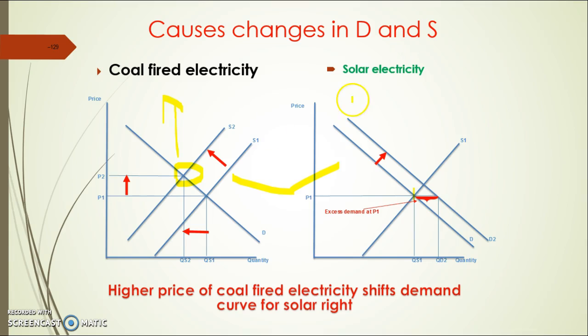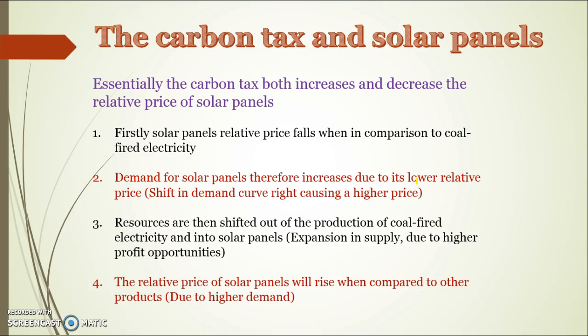Because of the lower relative price of solar electricity, the demand for solar electricity then increases, or shifts to the right, because there's now more demand at any given price. This shift in the demand curve to the right leads to a shortage of solar electricity, so self-interested producers raise the price, and that increase in price lures producers to shift more resources into solar electricity. So essentially the carbon tax both increases and decreases the relative price of solar panels.